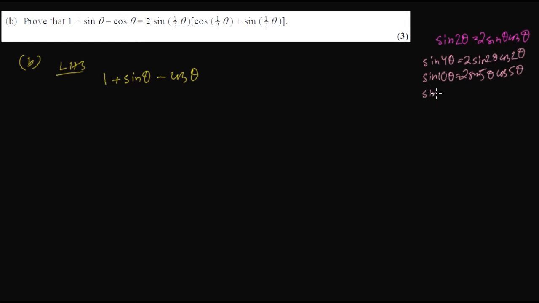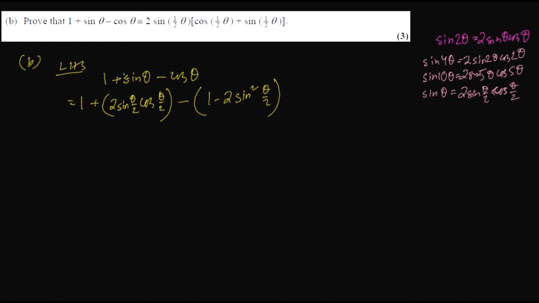Now similarly, if it is sine theta, it would be 2 sine half of theta, which is theta by 2, and cos theta by 2. So this is how it works, pretty much the same way. So we can write 1 plus, let's break this down because we need half theta, so this would be 2 sine half angle theta by 2 cos half angle theta by 2. So using the half angle formula, minus, we just proved it, we write 1 minus 2 sine squared theta by 2. So this is the first step.